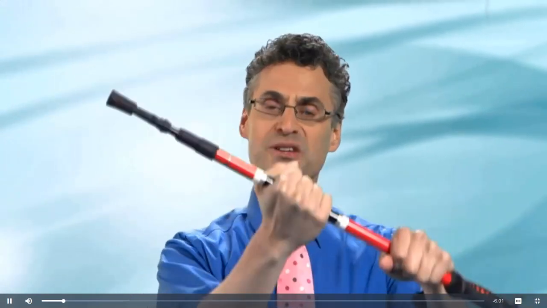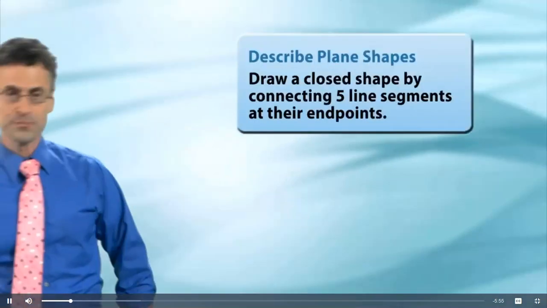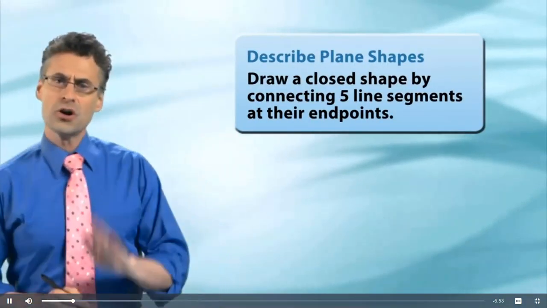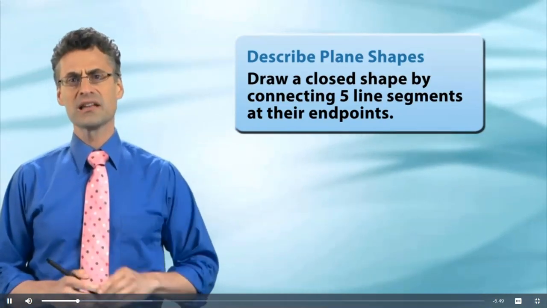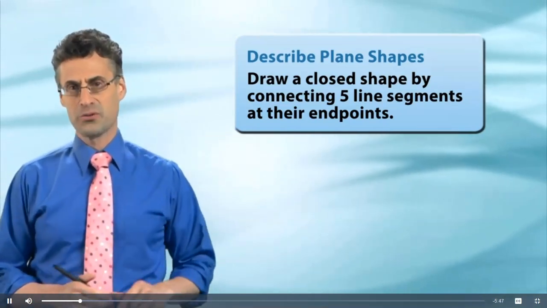I love a line. I love lines because they're straight and they have endpoints when you look at line segments, and it reminds me of a great puzzle that you and I are going to have fun thinking about together. Let's take a look and have some fun with lines. So here's the challenge. Draw a closed shape by connecting 5 line segments at their endpoints.